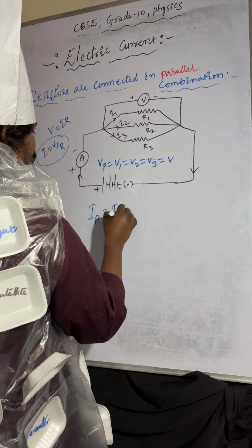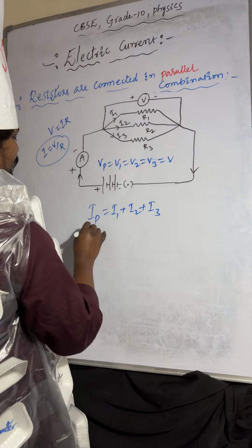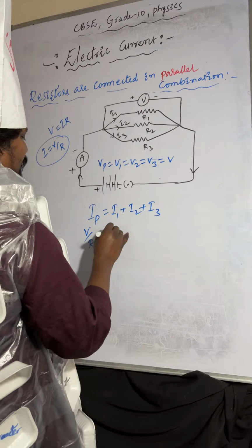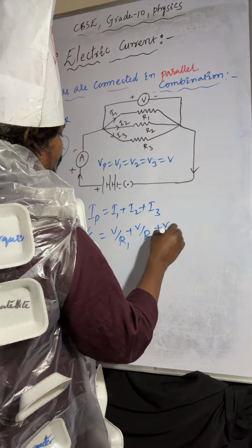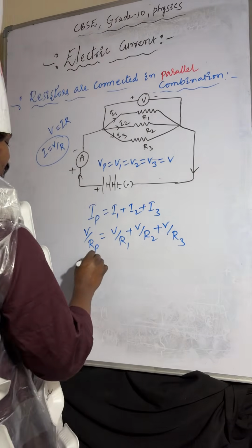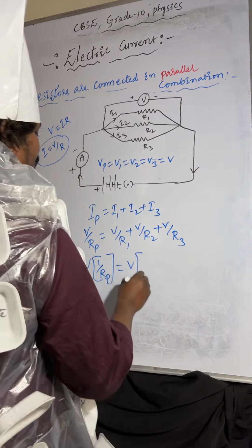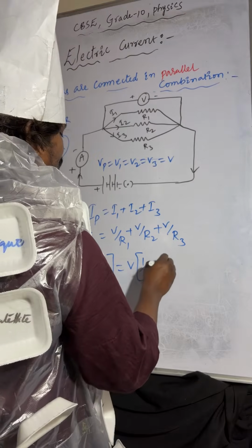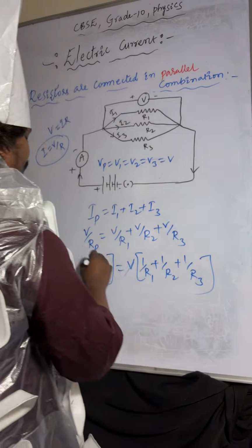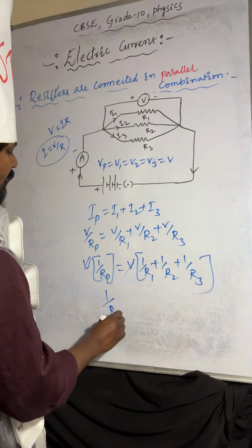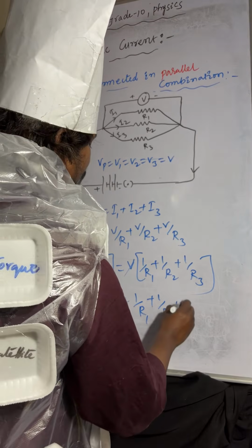IP equal to I1 plus I2 plus I3. That is nothing but V by RP equal to V by R1 plus V by R2 plus V by R3. So I'm taking V common: 1 by Rp equal to V times (1 by R1 plus 1 by R2 plus 1 by R3). Okay, so V gets cancelled. 1 by Rp equal to 1 by R1 plus 1 by R2 plus 1 by R3.